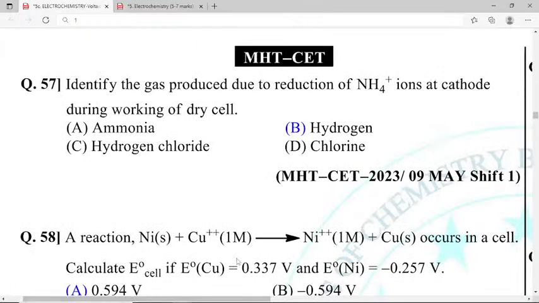Identify the gas produced due to reduction of ammonium, hydrogen gas at cathode, in the working of the dry cell. Get it?